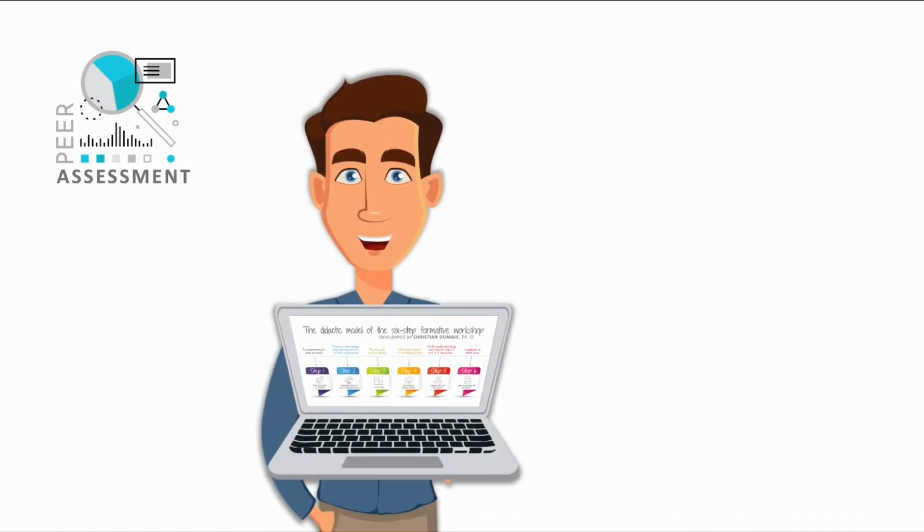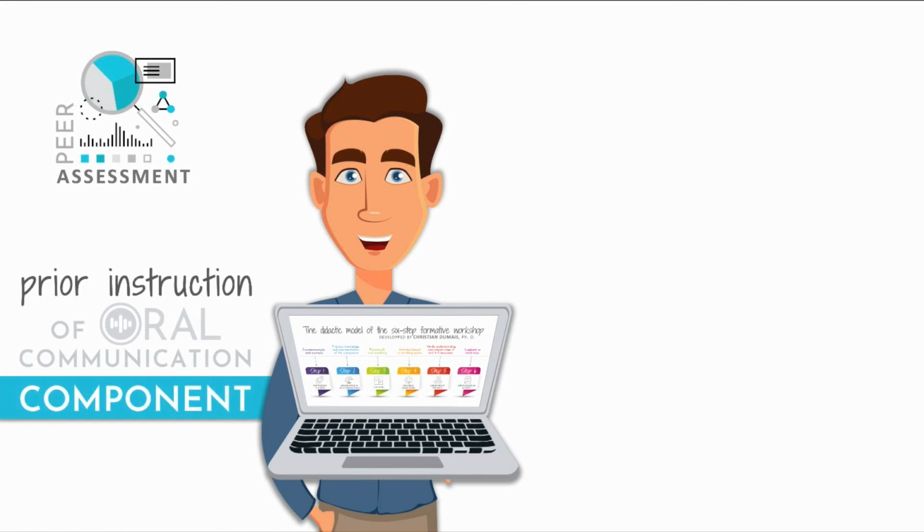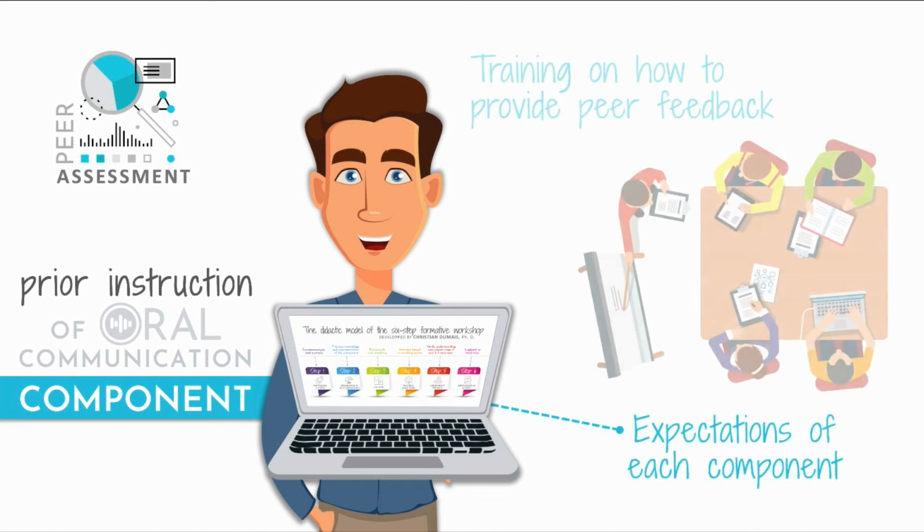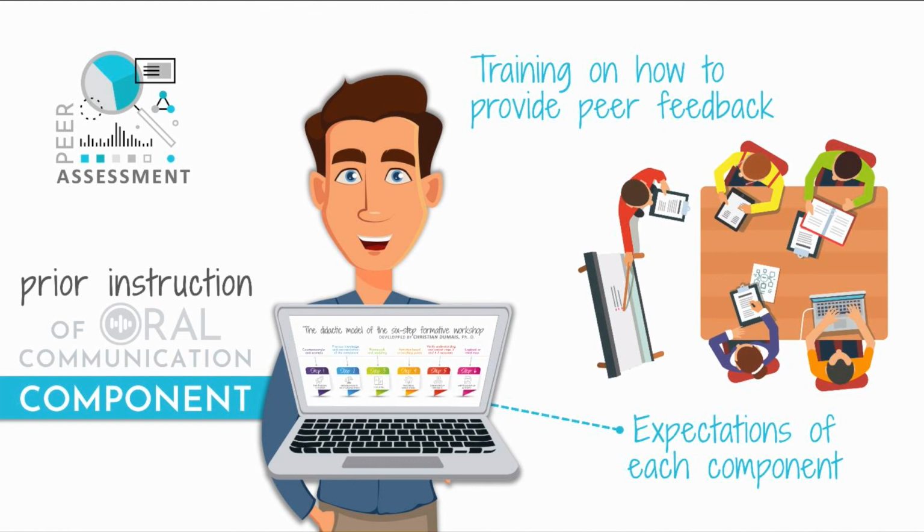To conclude, in order for peer assessment of oral communication to be effective, it is important to remember that instruction on oral communication components must have been completed beforehand so that students are aware of the expectations associated with these components. Training on how to provide peer feedback must also have been completed. If this is not done, the peer assessment may not be satisfactory.